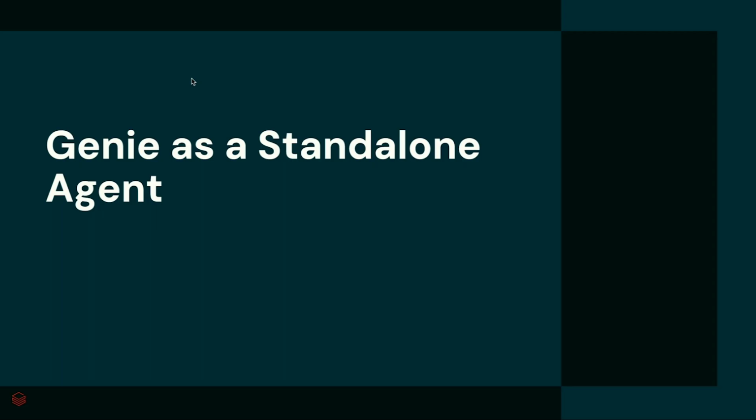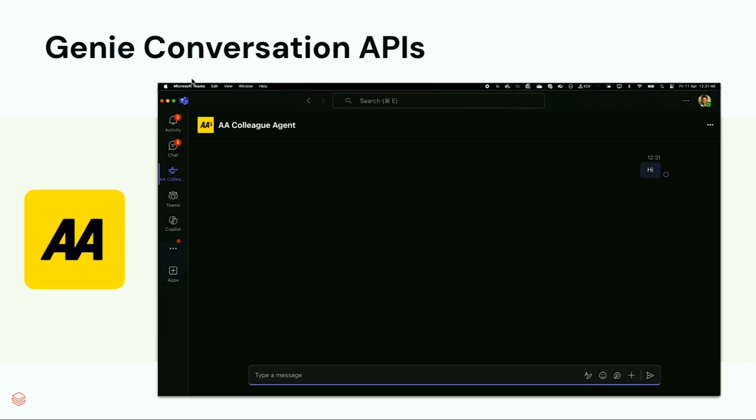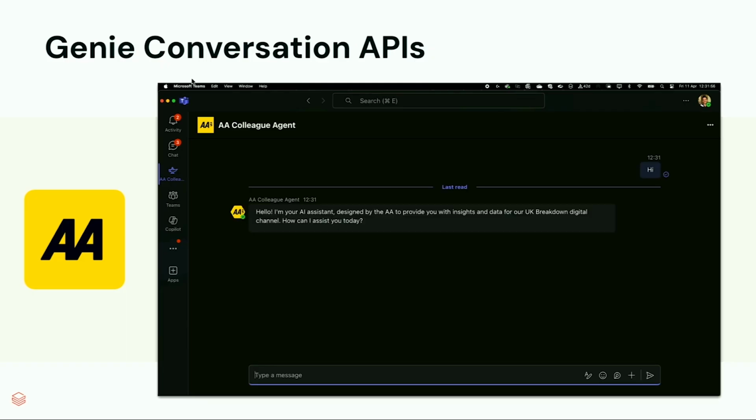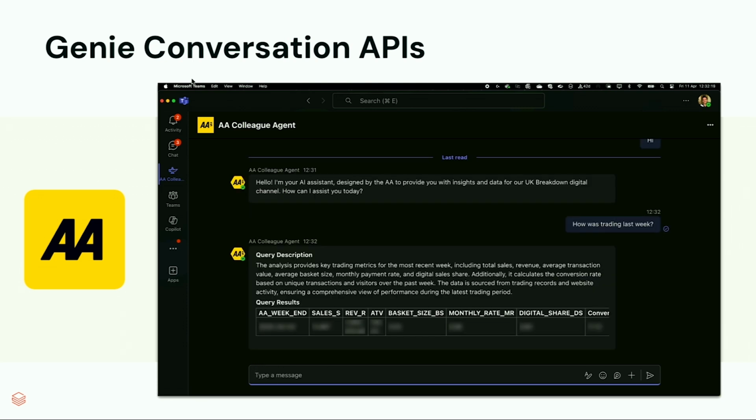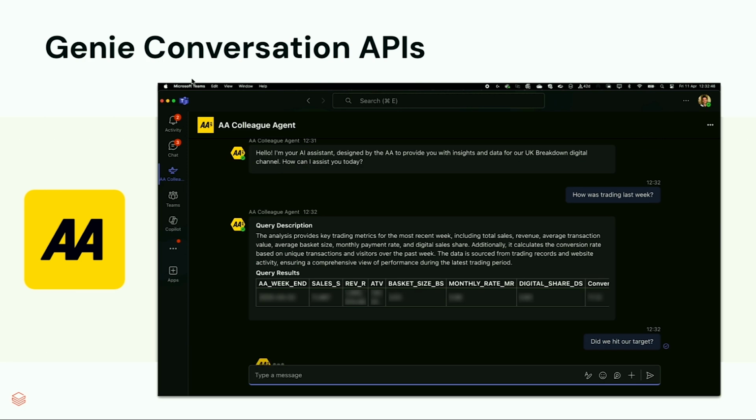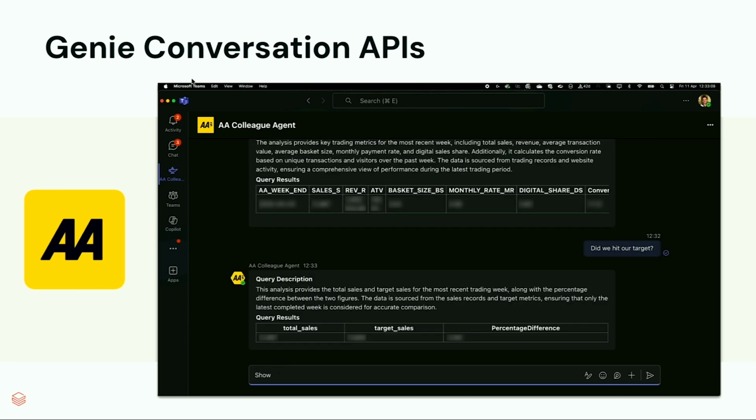So now we've walked through how you can build a unified agent framework that answers questions across different data types, but it's important to note that you can also use each Genie space as a standalone agent. You can do this by leveraging the Conversation APIs. The Conversation APIs allow you to embed a Genie space into any UI, a custom one, into Slack, into Teams, and anywhere else.